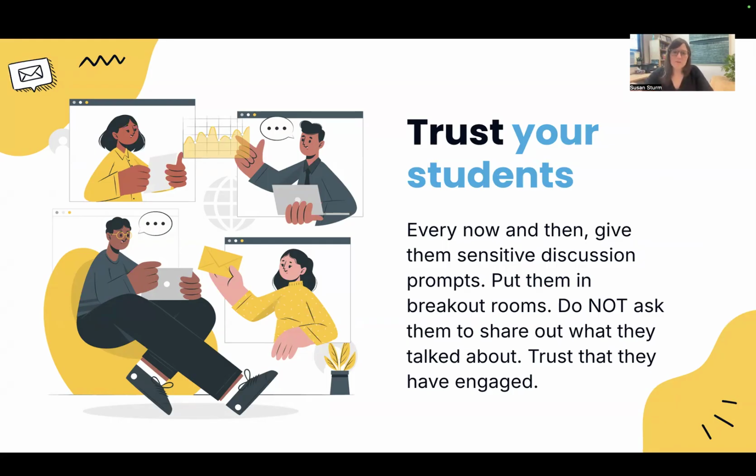So I give them a really sensitive discussion prompt, like what's filling your bucket right now, or what's draining your bucket, or how are you feeling about the world right now? Put them in a breakout room. Do not ask them to share out what they're talking about. I wouldn't do this early on, but later in the semester, trust that your students are going to engage with each other. Trust that they're actually going to talk.